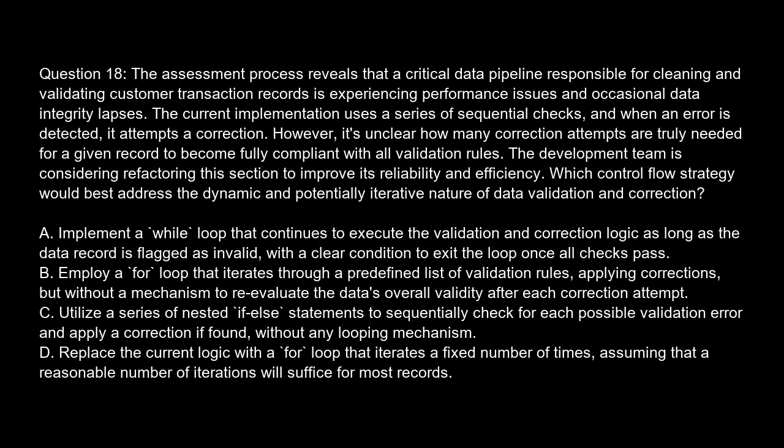Option C. Utilize a series of nested if-else statements to sequentially check for each possible validation error and apply a correction if found, without any looping mechanism. Option D. Replace the current logic with a for loop that iterates a fixed number of times, assuming that a reasonable number of iterations will suffice for most records.